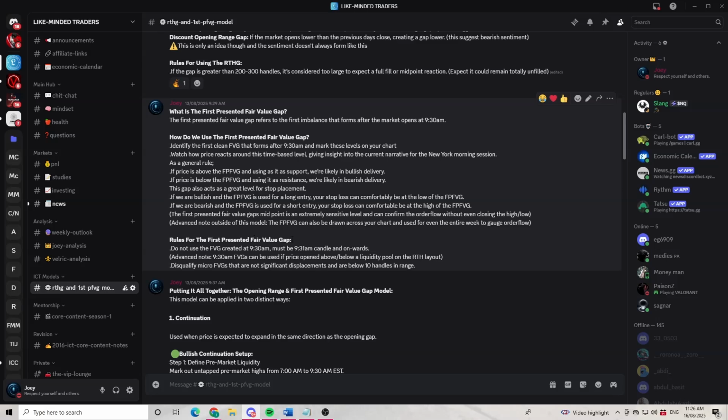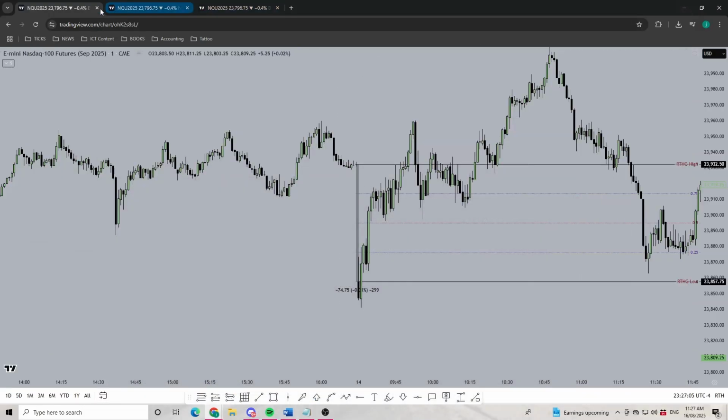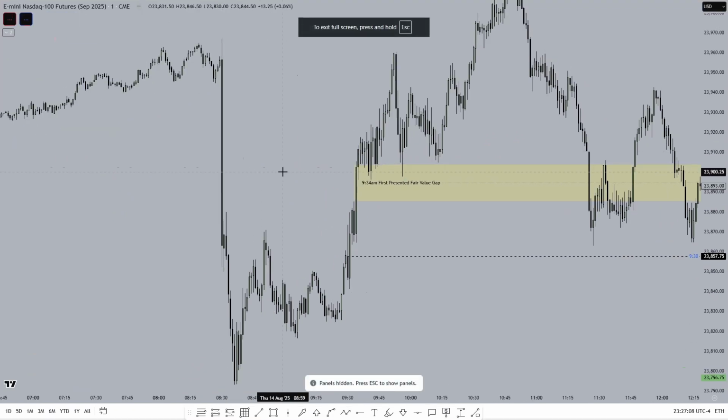Rules for the first presented fair value gaps: do not use the fair value gap created at 9:30; it must be the 9:31 a.m. candle and onwards, okay? 9:30 a.m. fair value gaps can be used if price opened above or below a liquidity pool on the regular trading hour layout. I'm not really going to go over this too much in this presentation though. Disqualify micro fair value gaps that are not significant displacements and are below 10 handles in range, just as a general reference. Okay, so now let's go over the first presented fair value gap. Honestly, quite simple.